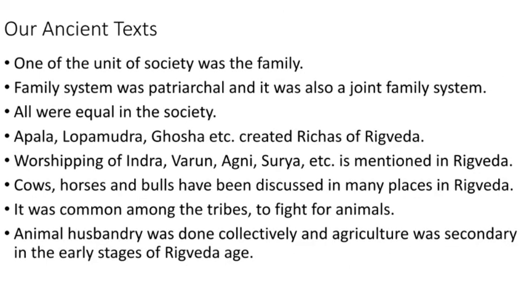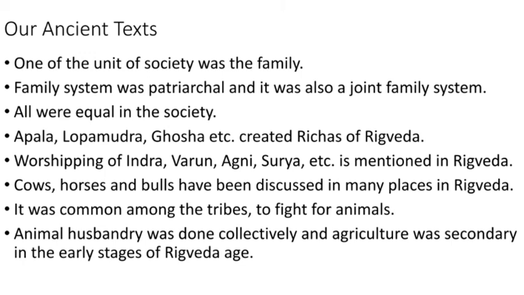One of the unit of society was the family. Family system was patriarchal, that means controlled by men, and it was also a joint family system. All were equal in the society. Apala, Lopamudra, Ghosha, etc. created ritas of Rig Veda. Worshipping of Indra, Varun, Agni, Surya, etc. is mentioned in Rig Veda.